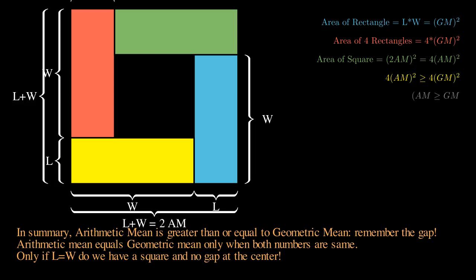In summary, arithmetic mean is greater than or equal to geometric mean, remember the gap. Arithmetic mean equals geometric mean only when both numbers are the same. Only if L equals W do we have a square and no gap at the center.